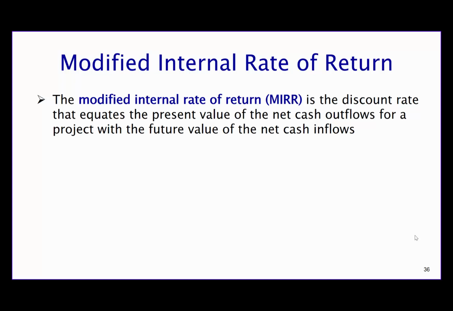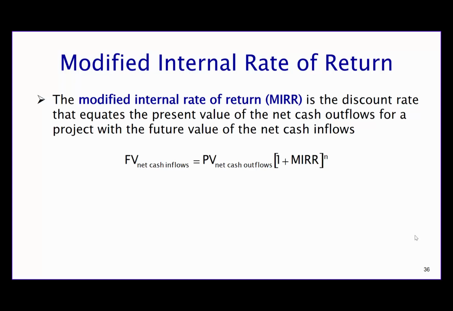The modified internal rate of return, MIRR, is the discount rate that equates the present value of the net cash outflows for a project with the future value of the net cash inflows. The chief advantage of this method over the conventional IRR is, if you recall, with the conventional IRR, if you have more than one change in sign in the cash flows, you shouldn't use the conventional IRR. So if you had a cash outflow at time zero, followed by a series of net cash inflows and then another cash outflow, you can get multiple IRRs in that situation, none of which make any economic sense.